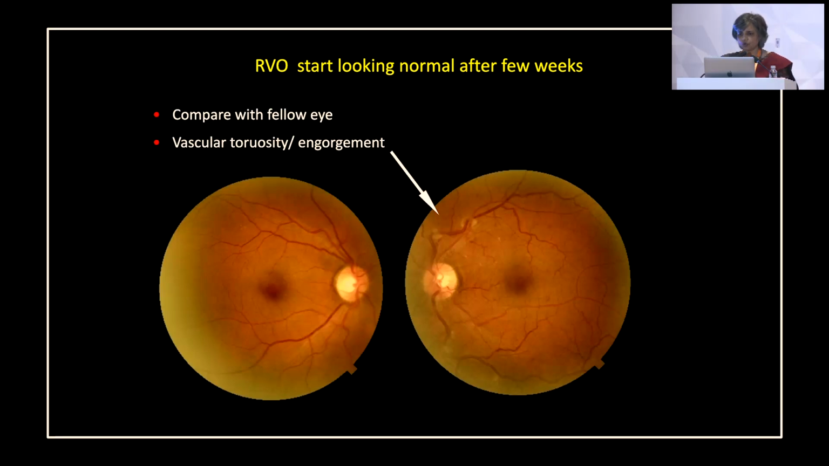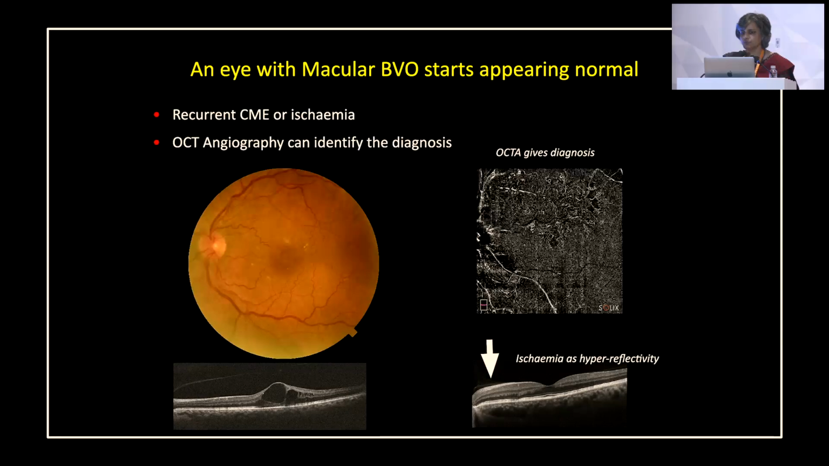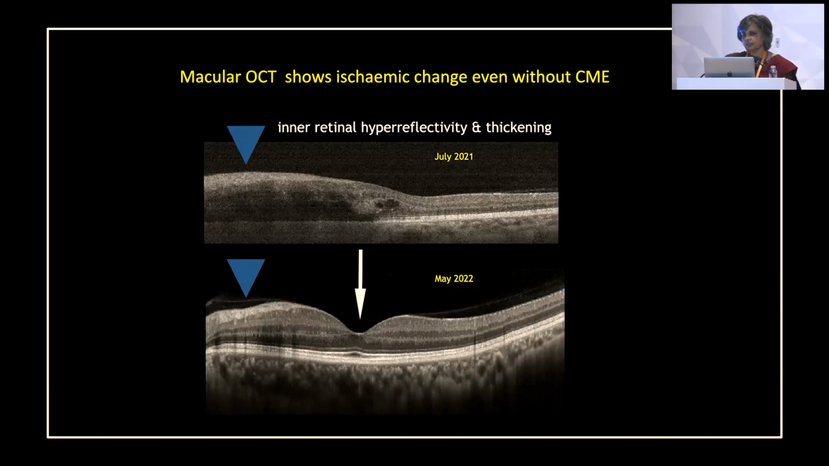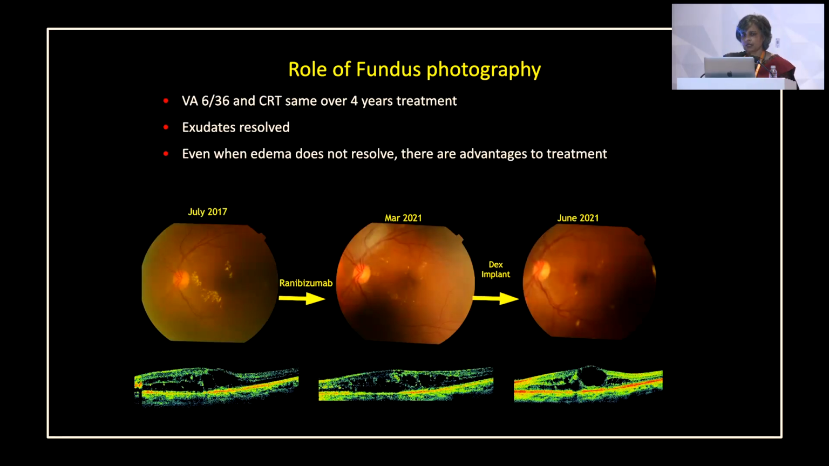RVOs may start looking normal over time, but if you compare the two eyes, you can see the tortuosity. If you see the OCTA, you can see in a branch vein occlusion the affected area. Imaging is multimodal, OCT being the cornerstone, but also fundus photography, OCT angio and fluorescein angio. You can see that OCT shows not only edema, but it also shows ischemia.